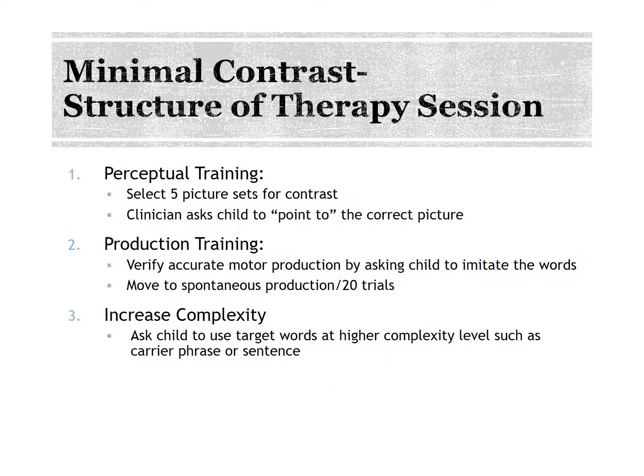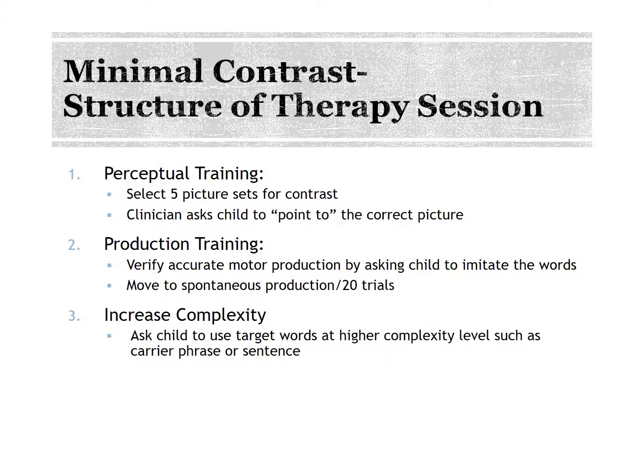Here is an example of using this approach within a therapy session. So first, if you decide that you're going to complete that perceptual training, you're going to do this by selecting 5 picture sets and ask the child to point to the correct picture, whatever it is you say. Now remember, as I said on the slide prior, this is only a receptive or listening task, as the child is not required to verbally produce the words. Here it's just mainly point to and them listening.